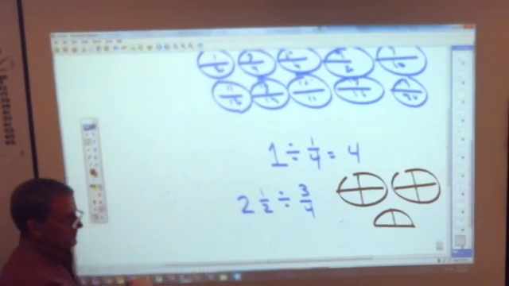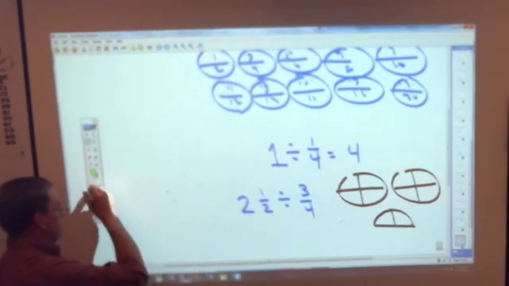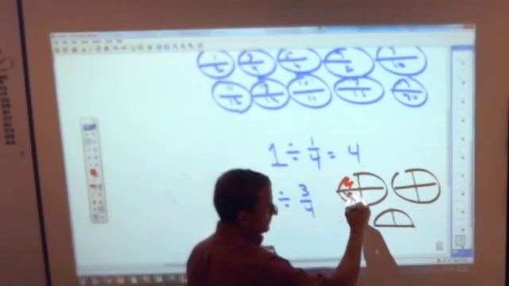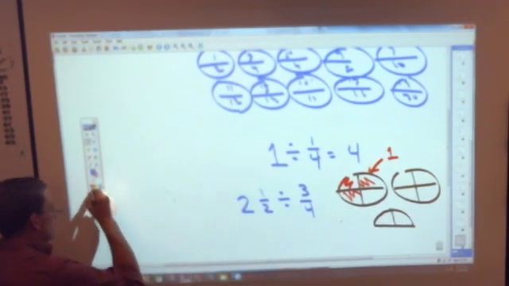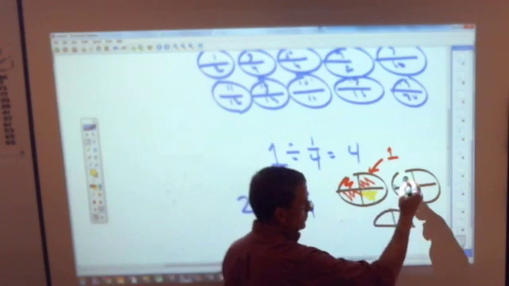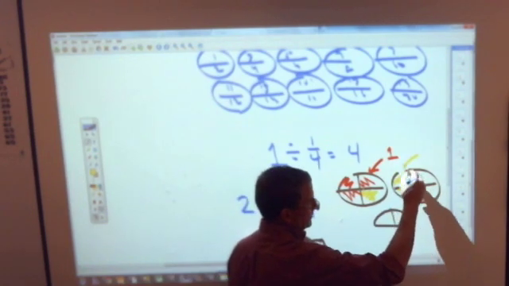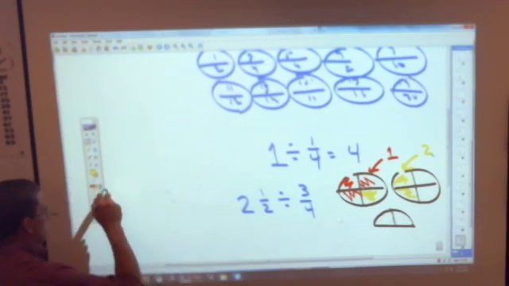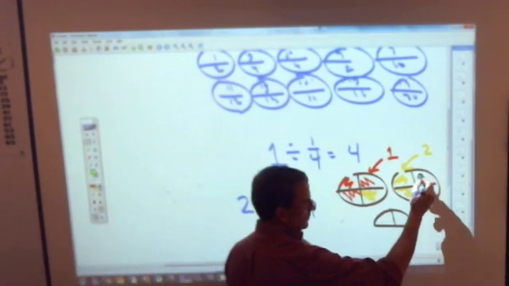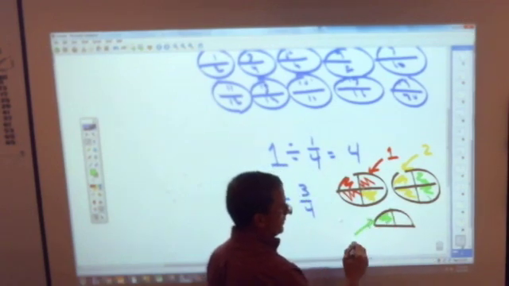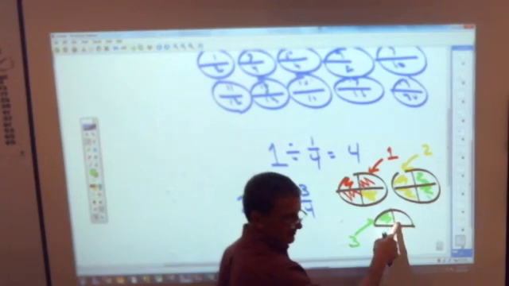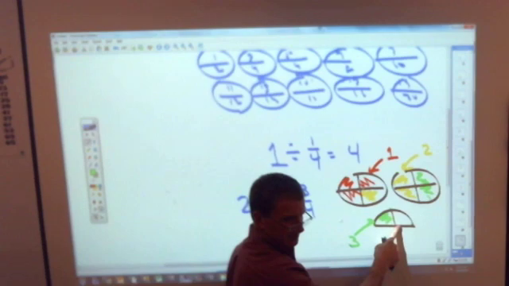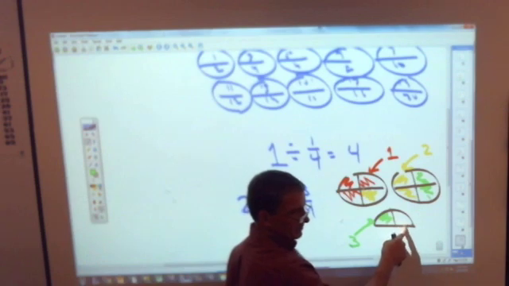So how many 3/4 can I take out of that? Well, let's see. Here's 1, 2, 3. There's 1 3/4 I can take out of that. Let me change colors so you can see this. There's 1, 2, 3. There's a second 3/4 I can take out. And then there is 1, 2, 3. There's a third 3/4. And then what do I have left? I have a 4th left here, right?